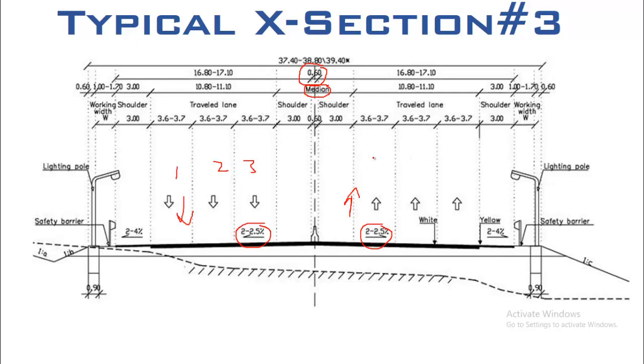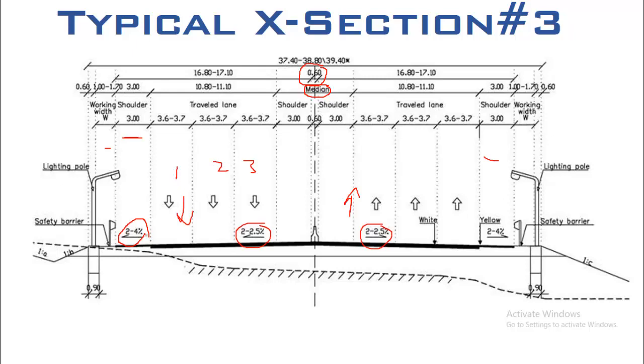Similarly on the right side it is a 3 lane road, and then a shoulder is provided. This area is for the shoulder, and this is the working width. Lighting pole is also installed, and the slope of the shoulder is also mentioned over here. So these are the main points which should be kept in mind, and one should be familiar with these points and how to read the drawing.